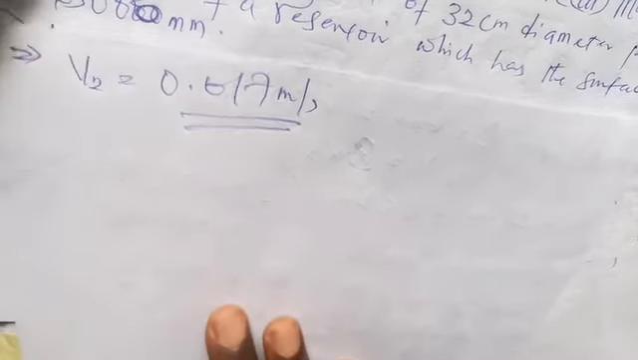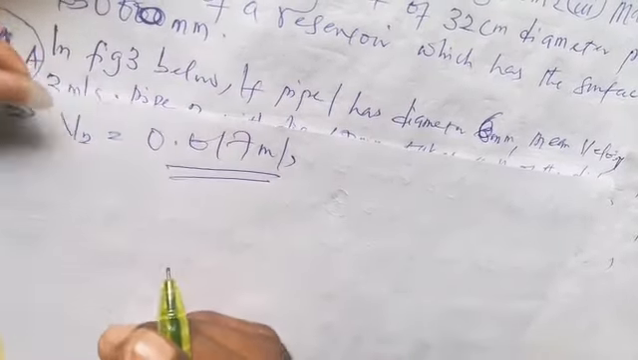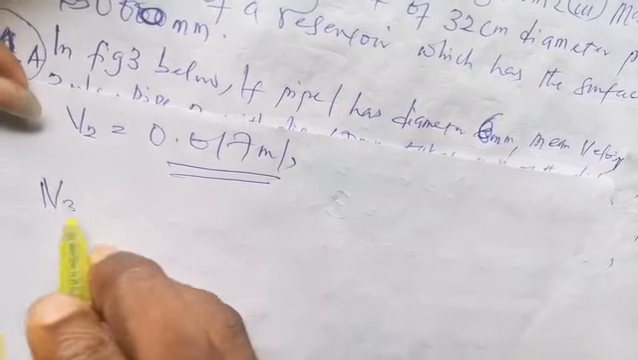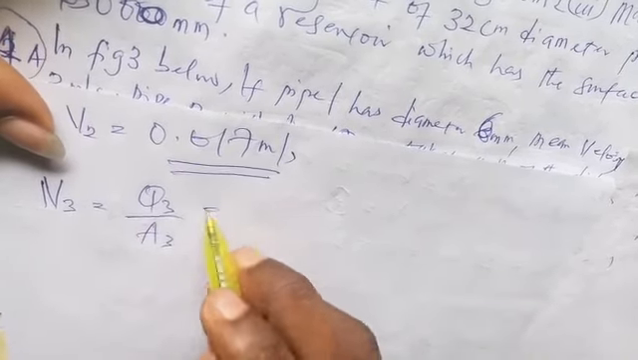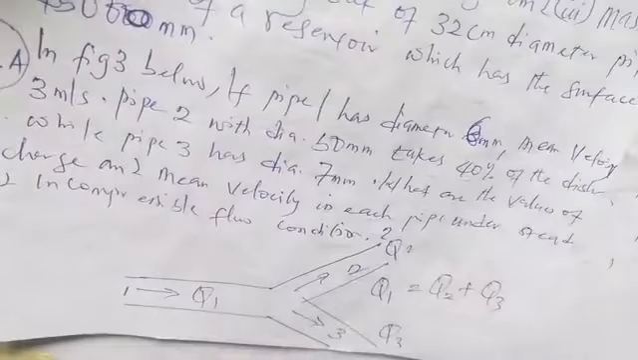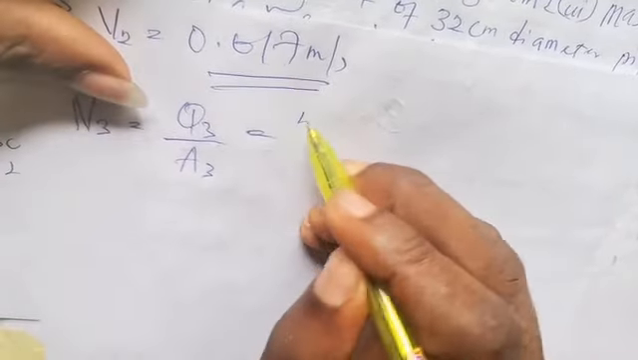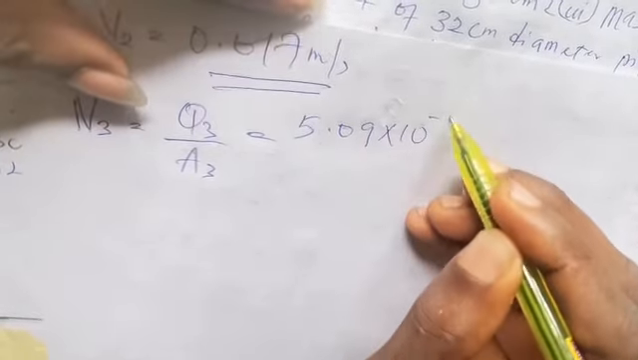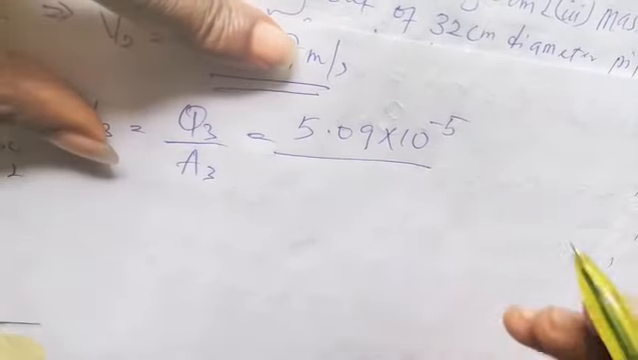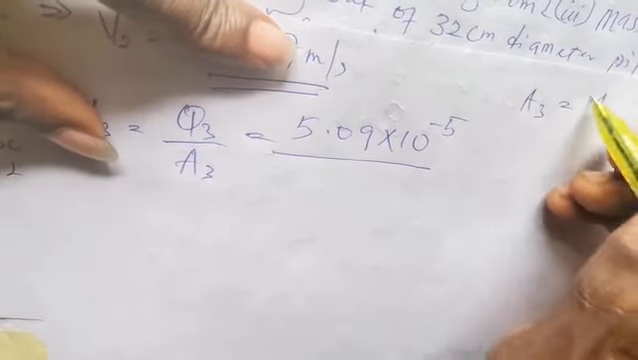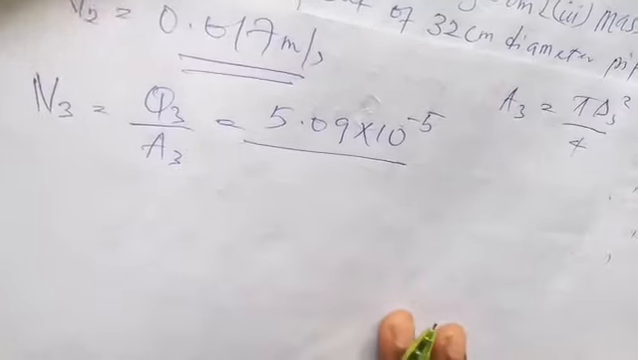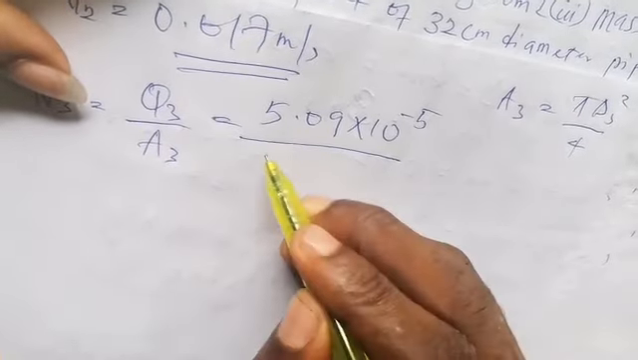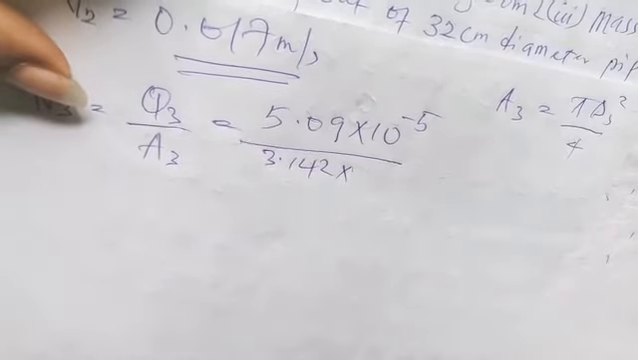Alright, so to find V3, we'll use the same relationship for velocity. V3 becomes discharge 3 all over area 3, and discharge 3 gave us 5.09 by 10 to the power of minus 5, all over, once again, A3. Of course, area is pi d3 all squared all over 4. So this is the formula to calculate area. D3 now becomes the diameter of pipe 3, so pi remains 3.142 times the diameter of pipe 3.